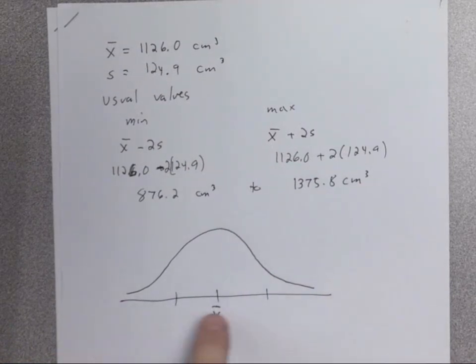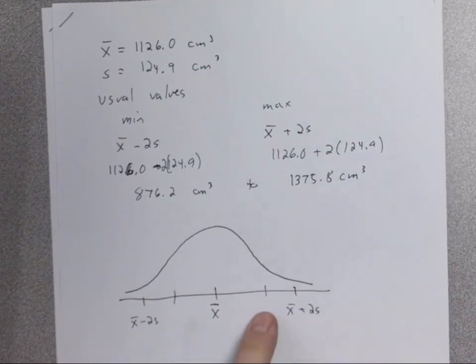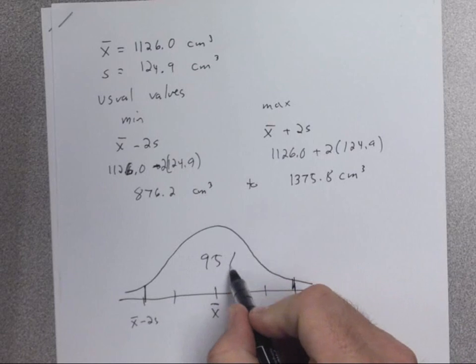What I want you guys to know is just what this lives between. You don't have to find the areas in between each one of these. I only want you to know that in between 2 standard deviations, which is important, x bar minus 2s to x bar plus 2s. This would be x bar plus 1s, this would be x bar minus 1s. But this data right here are your usual values, and 95% of all data lives in there.